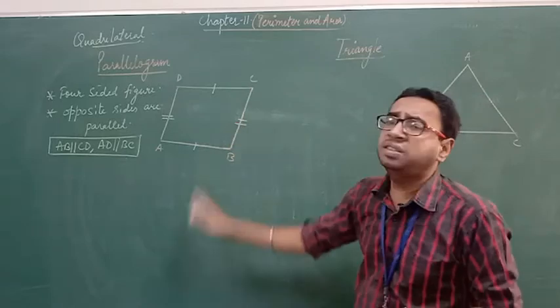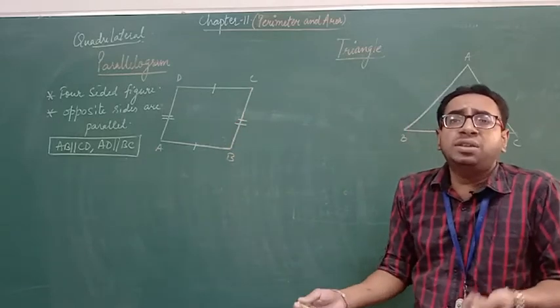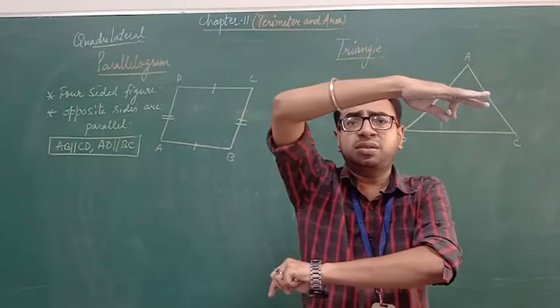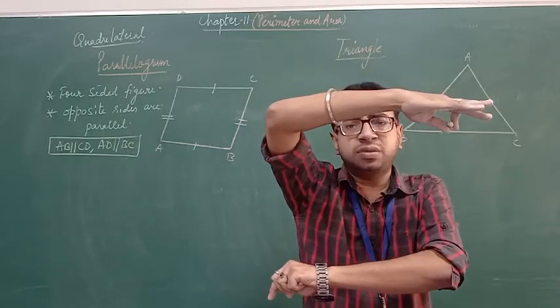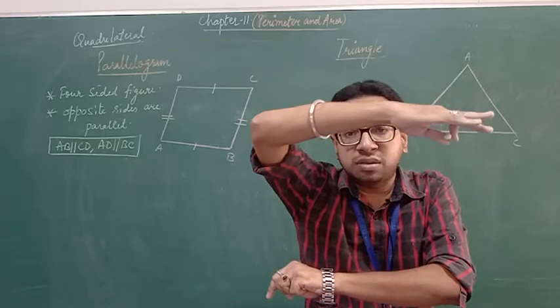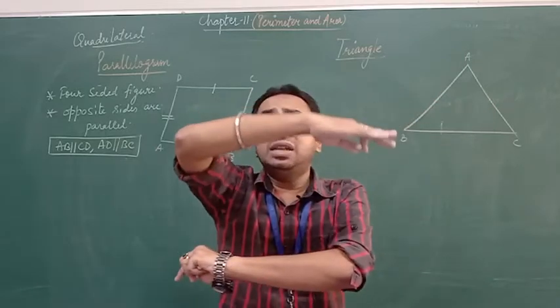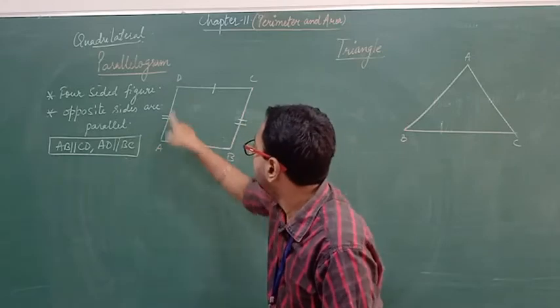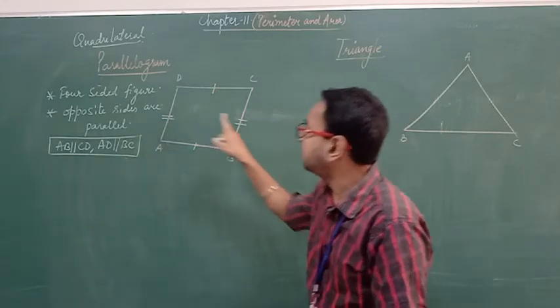Can we have adjacent sides parallel? No way. How? Adjacent means next. These two can be at 90 degrees, but not parallel. Parallel means this: constant distance, the same distance. Parallel lines maintain the same distance between them and are in the same plane. So that's why this line is parallel to this, and this is parallel to this.